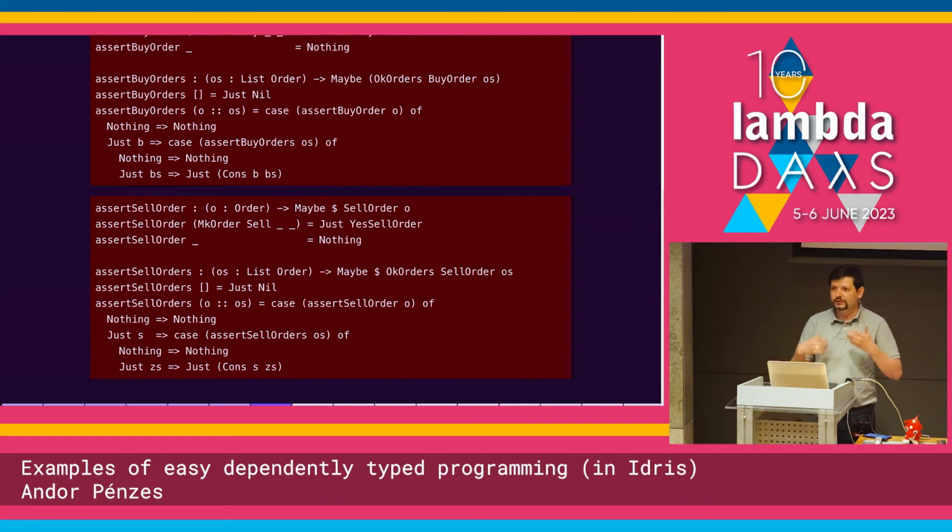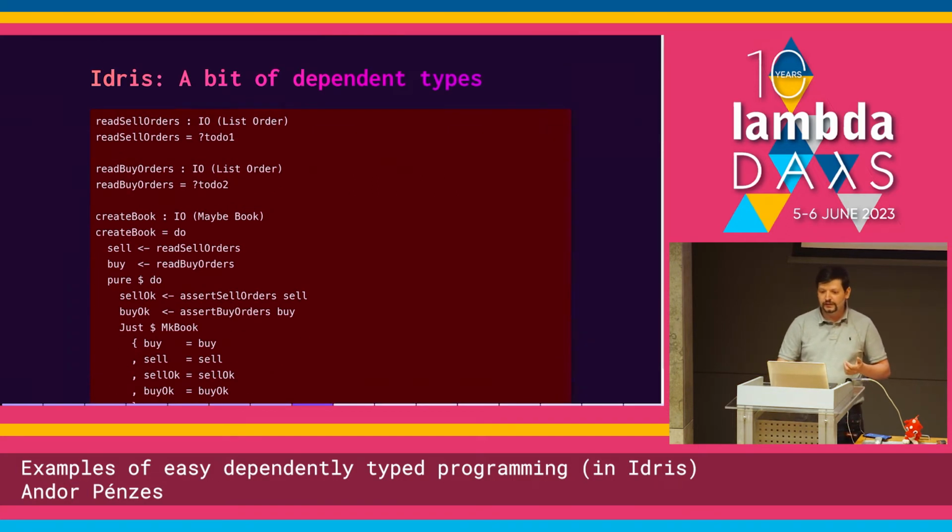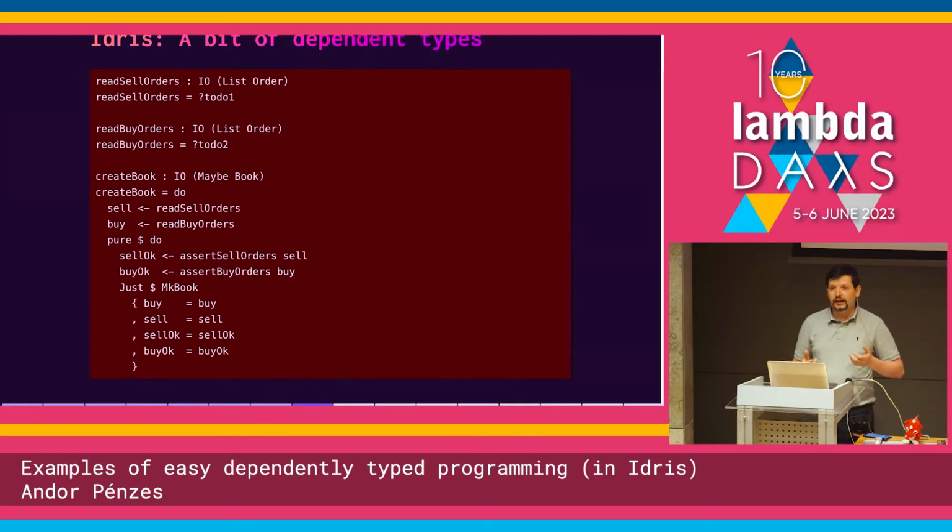But that's very simple, because we use functions. If we have an I/O computation which creates a list of orders, for the sells and for the buys, I can simply write my create book function, which says that maybe I can create this consistent book, because first I'm reading all the sells and buys, and after that I have to assert that they were actually buy orders. Because if I don't do that assertion, I cannot create the MkBook, because this has the proof obligation that this was really a sell side and this was really the buy side.